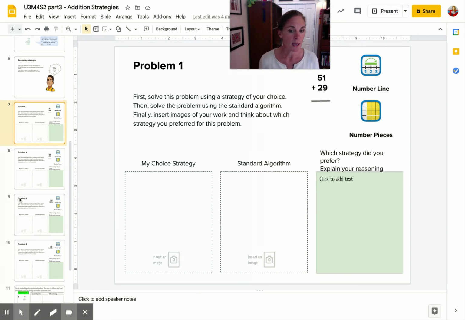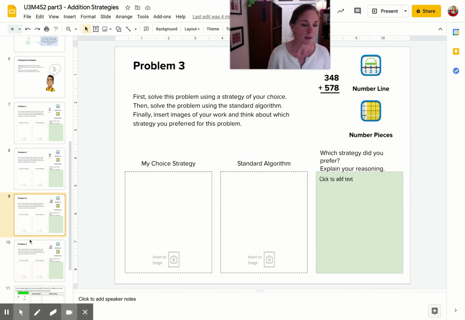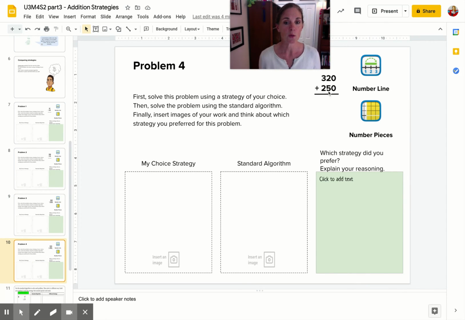51 plus 29, 198 plus 56, 348 plus 578. Maybe that you feel like a challenge. And 320 plus 250. And you will notice that on all 4 of these slides, you can click on a number line or you could use the number pieces. I cannot do that in this video because when I click on it, you will not be able to see it. But if you use that, you could take a picture of your strategy and upload it here.